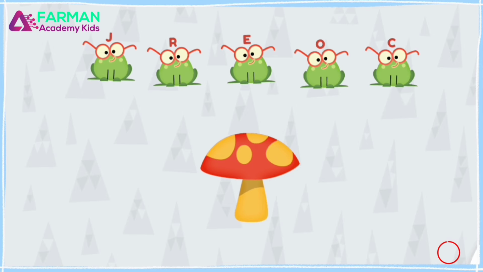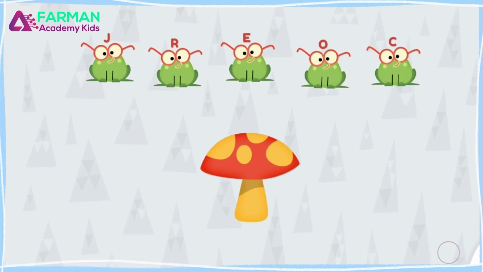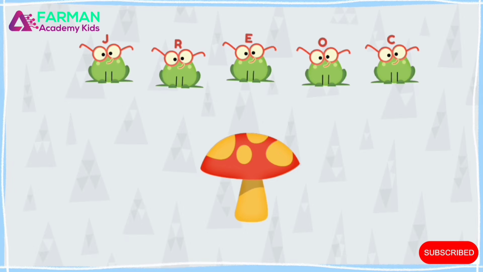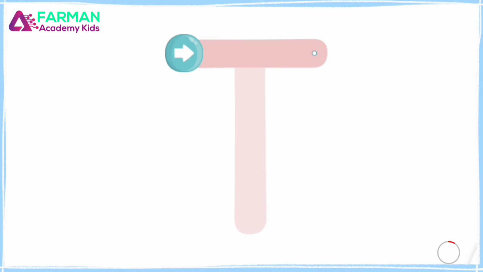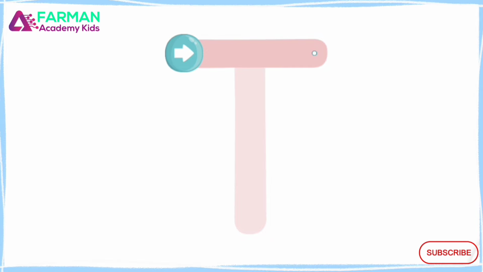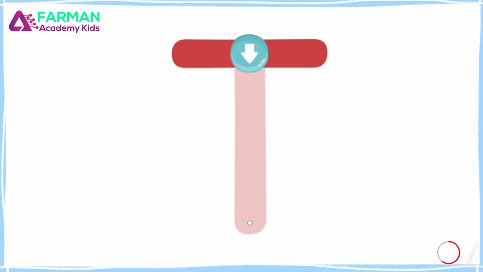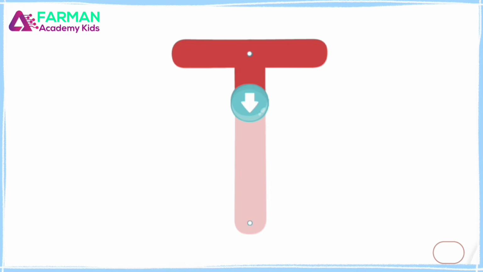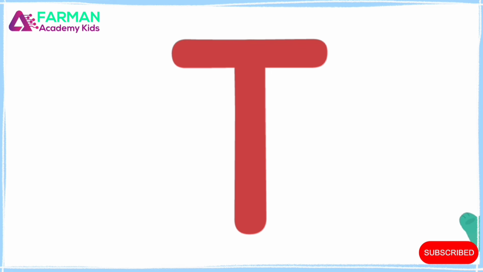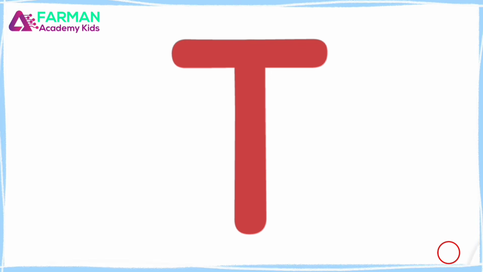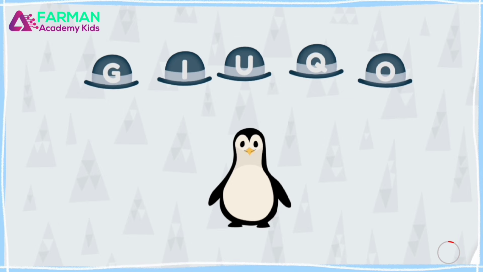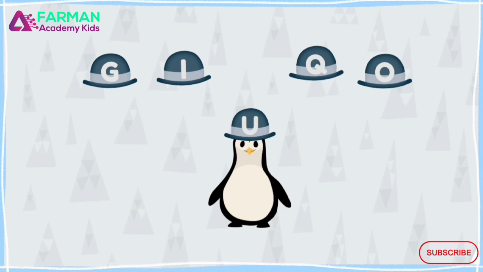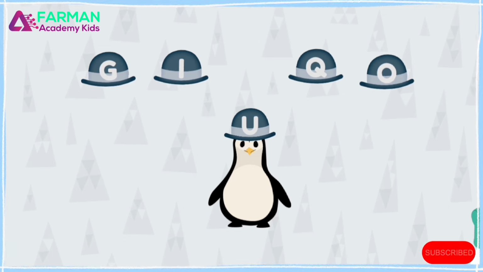Put the frog with the letter C on the mushroom. K. Good job! Trace the uppercase letter T. Great! You traced the letter T. Put the hat with the letter U on the penguin. Good thinking!